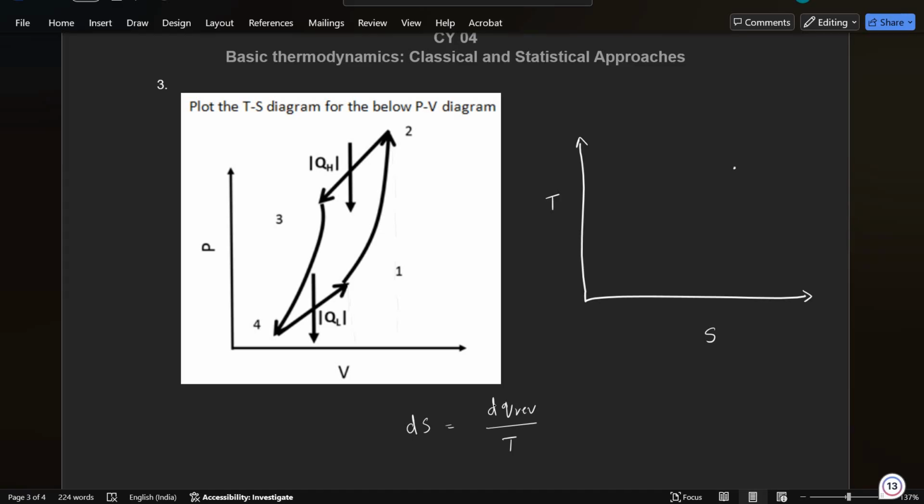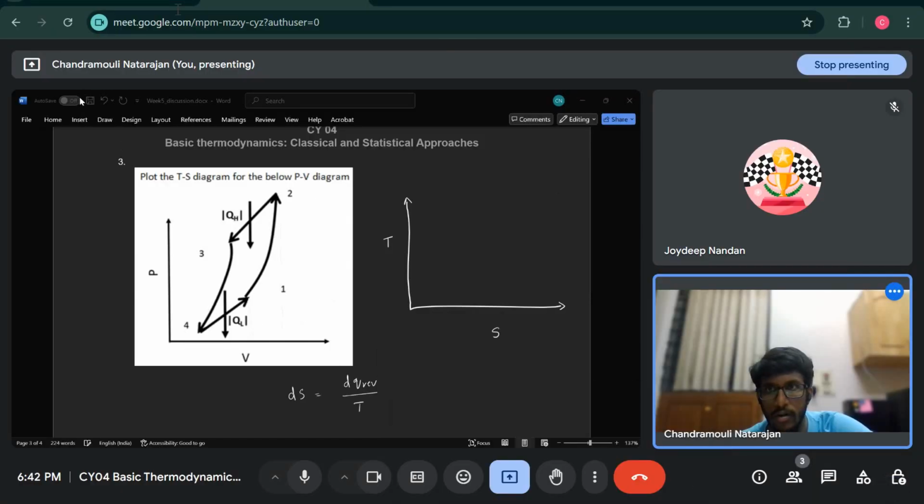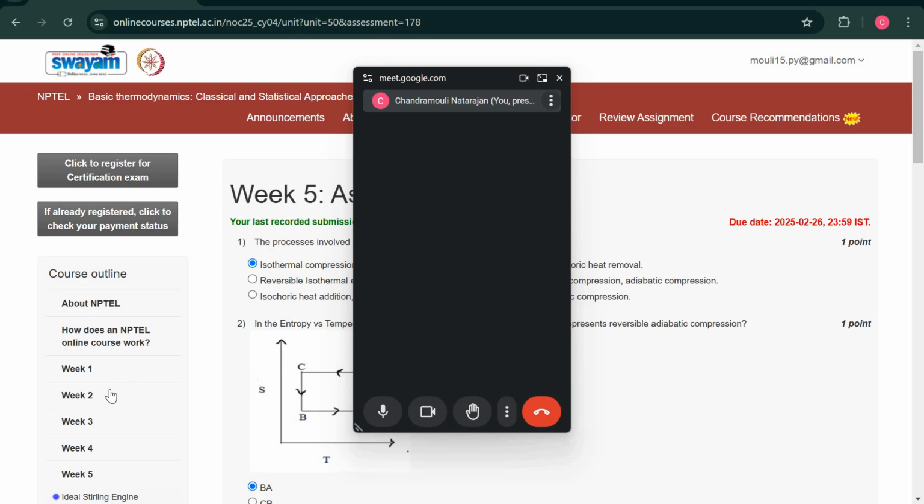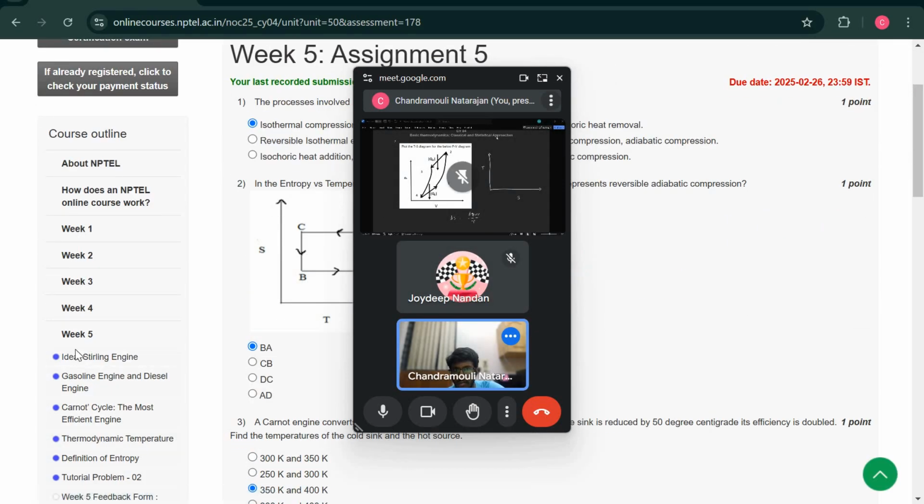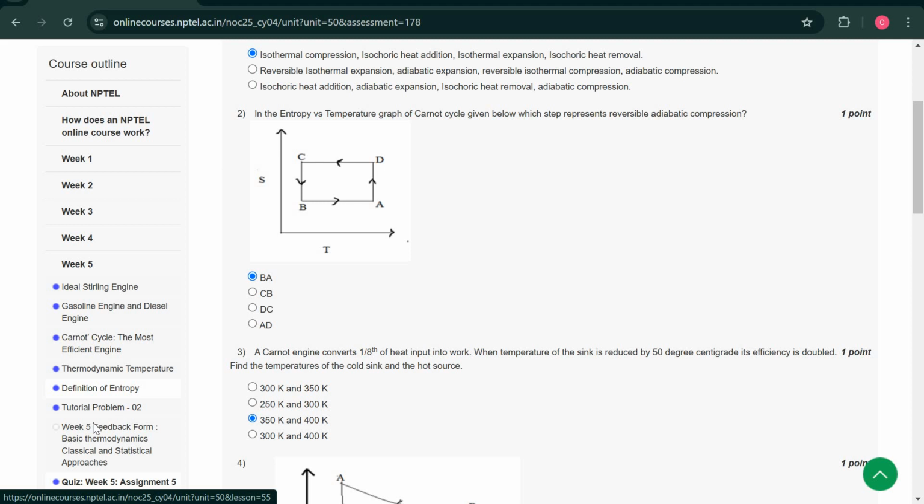Okay. So first, there's no change in entropy. So it's going to be a straight line like this. So now temperature is going to decrease. Okay. So next, heat is going to come into the system. So then it's going to be positive. Let's draw it like this. Just check. Let me just check all this.